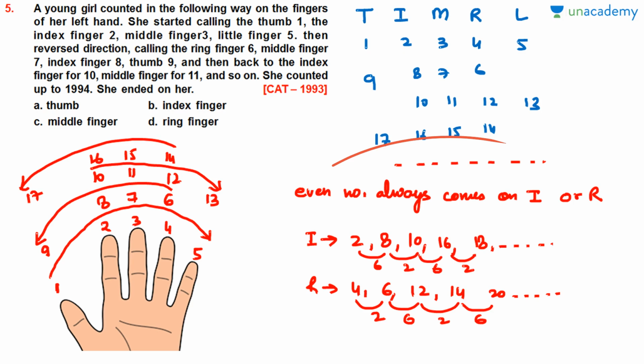You can clearly see that an even number always comes on either the index finger or the ring finger. So thumb and middle finger are not possible, and we are left with index or ring finger. On the index finger we have 2, 8, 10, 16, 18, and so on, and on the ring finger we have 4, 6, 12, 14, 20, with differences of 6, then 2, then 6, then 2 between the digits.